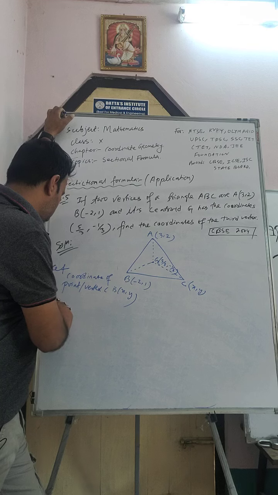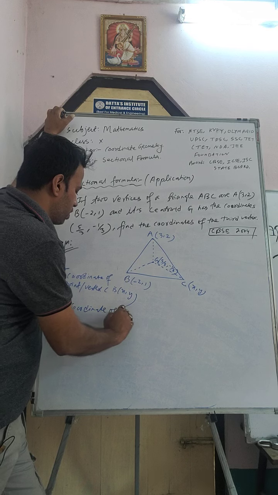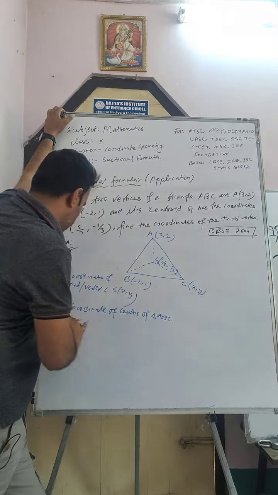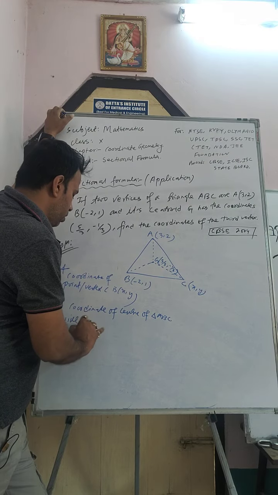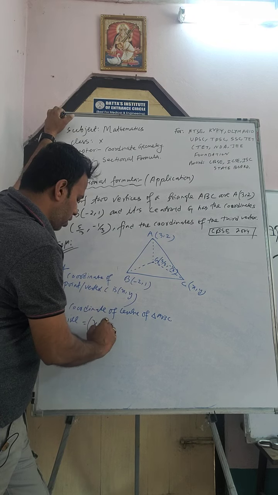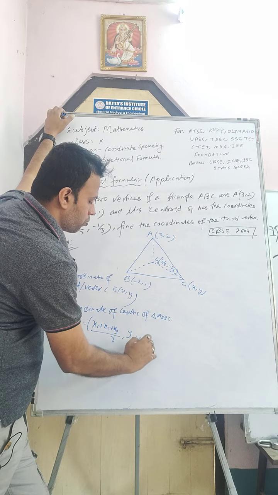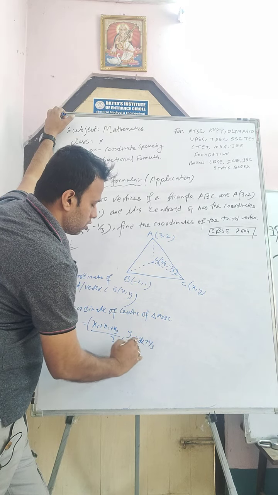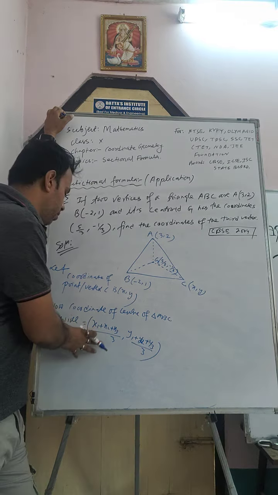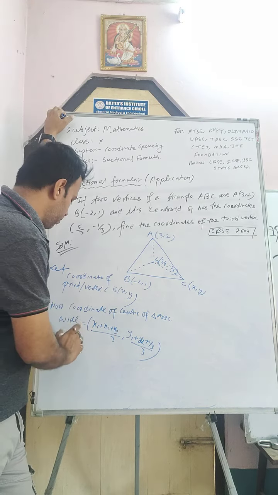So now, the coordinate of the centroid of triangle ABC will be what? We know that the centroid is x1 plus x2 plus x3 by 3, and y1 plus y2 plus y3 by 3. Okay, this much clear? This is the formula to find out the centroid of a triangle.